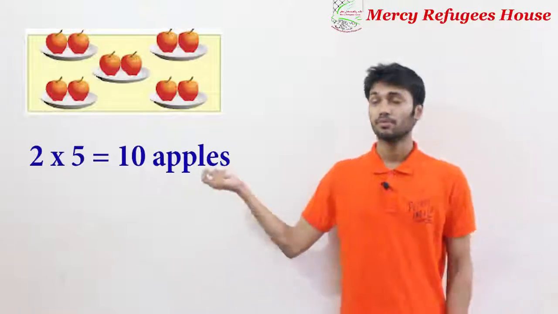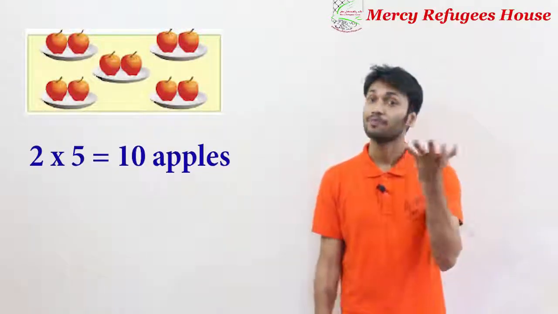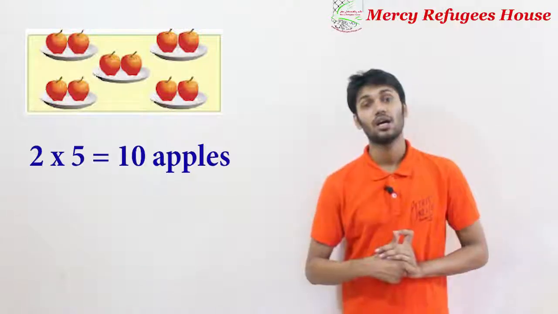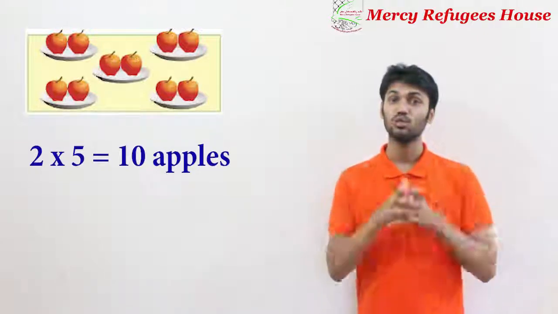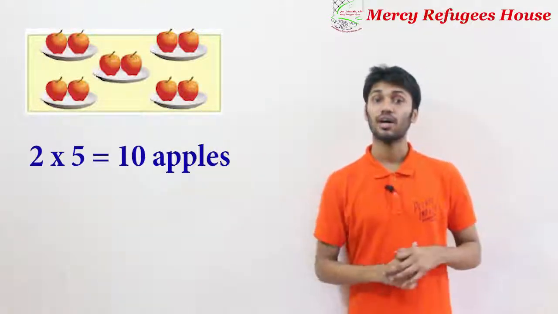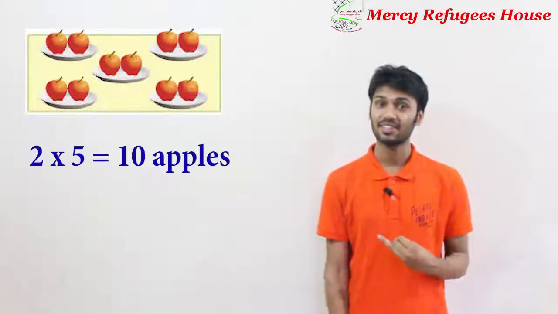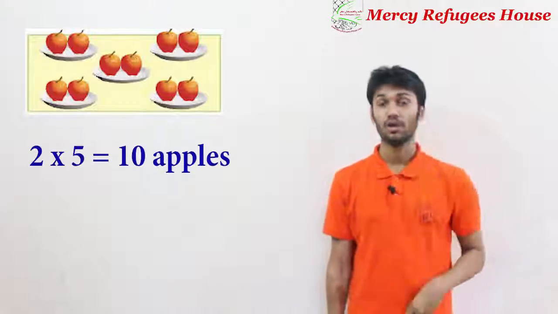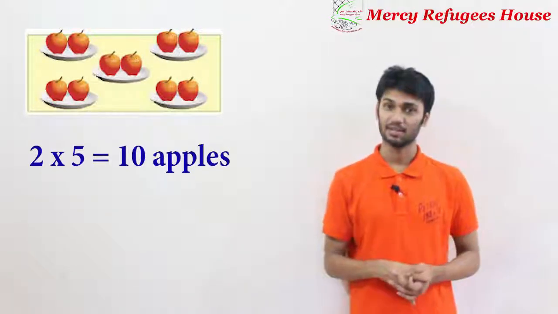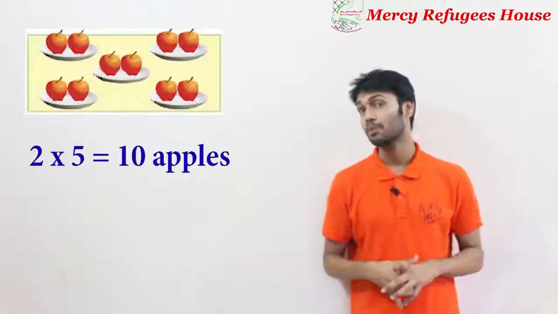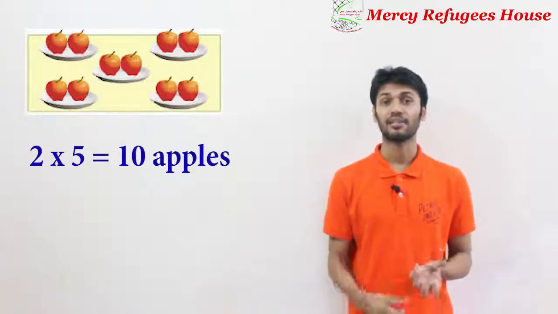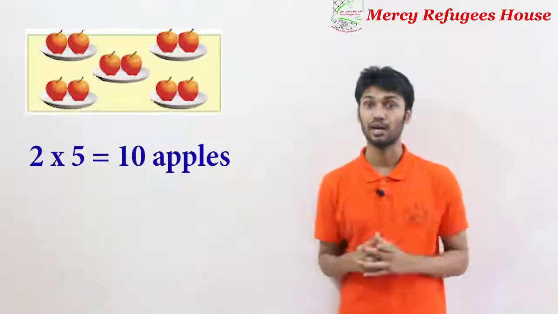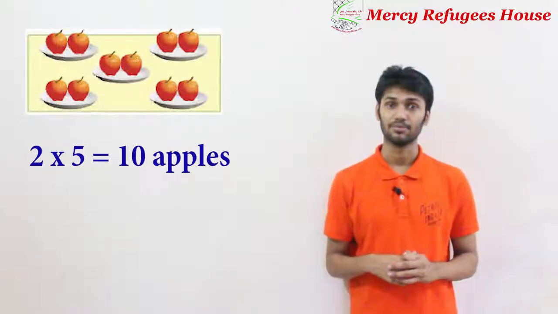You can see there are some examples. Look at this picture. What can you see? There are 5 plates, and on each plate how many apples do you have? 2 apples. So how many apples do we have in total? 2 times 5. What is the array size? The array size is 2. What is the number of arrays? It is equal to the number of plates. So how many plates do you have? You have 5 plates. So 2 is the array size and the number of arrays is 5. 2 times 5 equals 10.